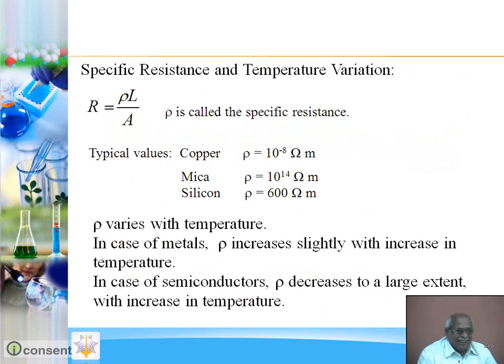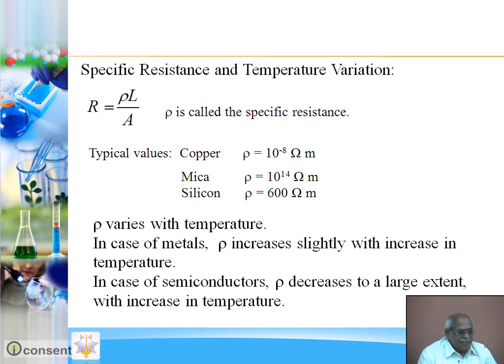Why is there a resistance? There is resistance because motion of electron is opposed. Motion of electron is hindered due to collisions with atoms of the conductor.